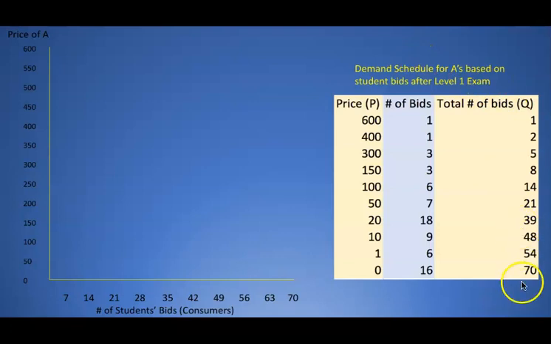So out of the 70 students, the highest bid that I had was $600 for an A. The lowest bid I had was 0, and 16 students bid 0. You can see the number of students that bid at each price level as you go down in the middle here. I recorded that just so you can see how we're building this demand graph.